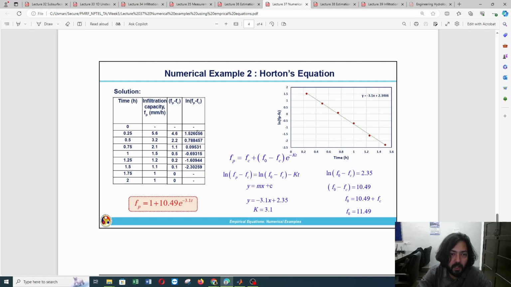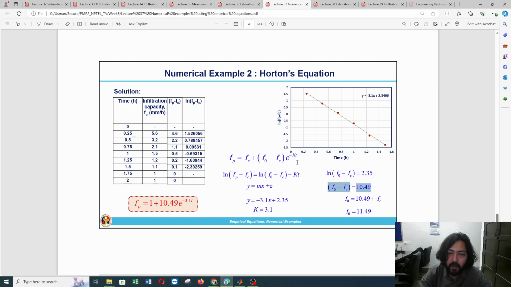And we are taking the natural log of this because we are going to plot natural log versus time, so that the equation becomes a straight line, and then from the straight line equation we can compare with Horton's equation and get the value of f0 minus fc, and we can get the value of k, right? If we look at the y-intercept, that value is nothing but the natural log of f0 minus fc. So we take the anti-log, and we get the value of f0 minus fc.